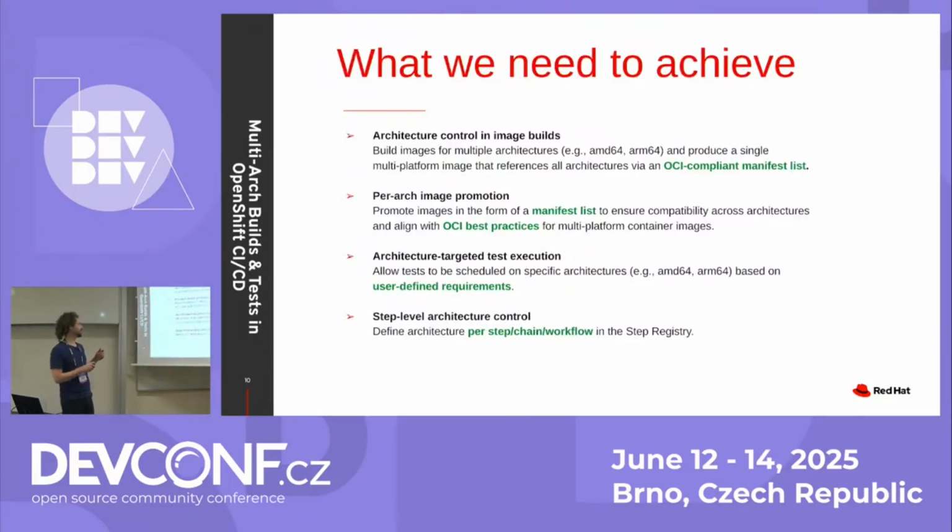Architecture control and image builds and per-arch image promotion, which is technically the same core process, but in different places. You want to build an image and have it be multi-architecture, with an OCI-compliant manifest list, so you can use the image on any architecture without even caring, right? And of course, we need the test execution to be targeted on the architecture, and the step-level architecture control in the step registry needs to be resolved.